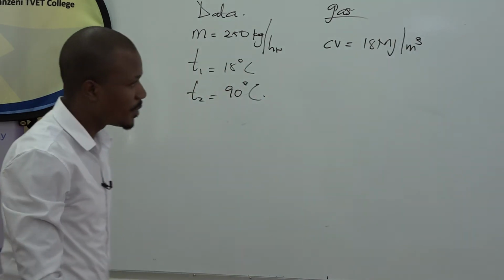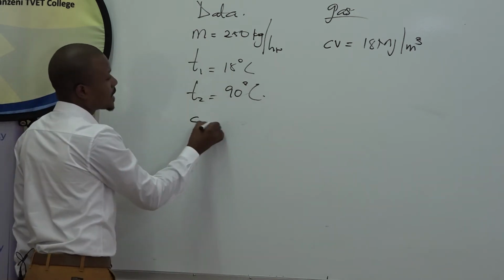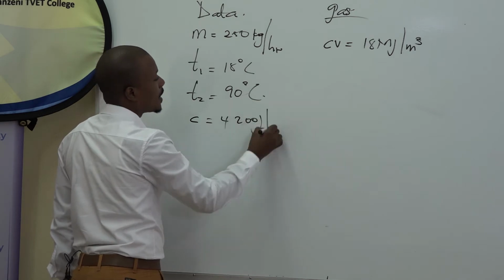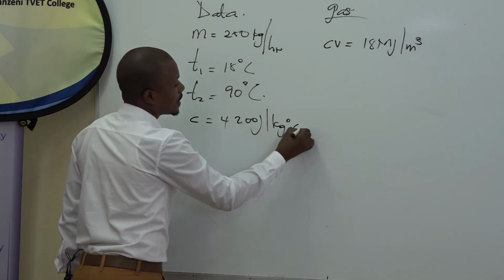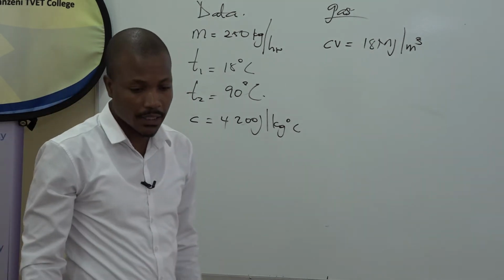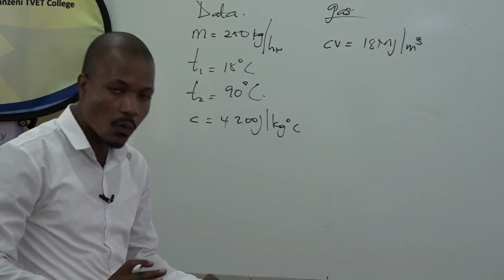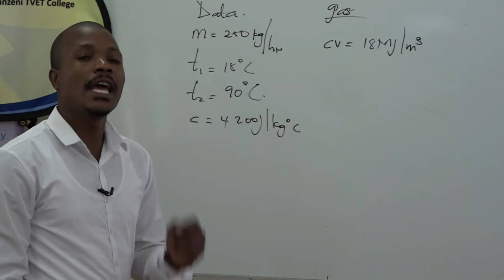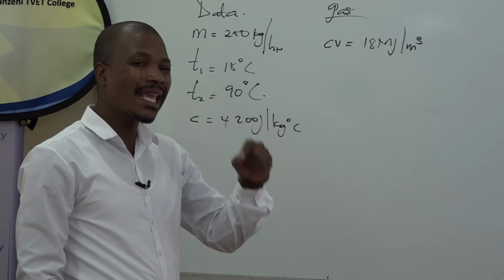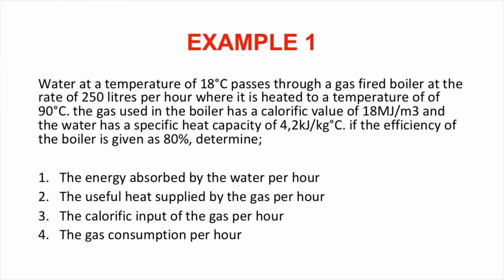And the water has a specific heat capacity. The water has a specific heat capacity of 4,200 joules per kg degrees Celsius. You can choose to use 4.2 kilojoules per kg degrees Celsius. It's up to you how you want to go about working this. By the end of the day, you must ensure that the same value that you obtain is reflected with its SI units.